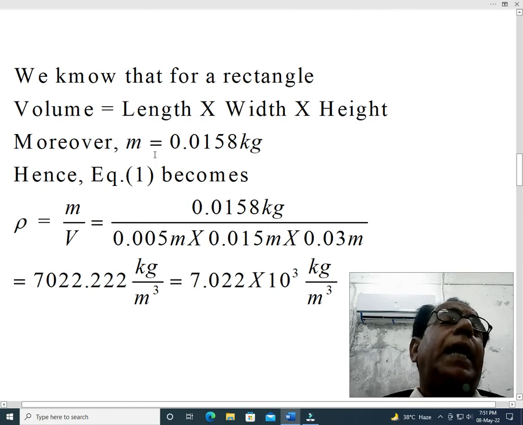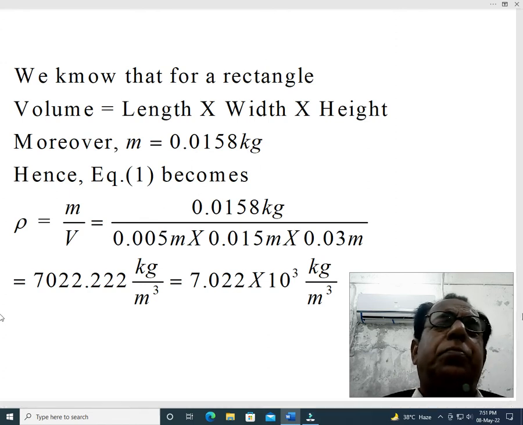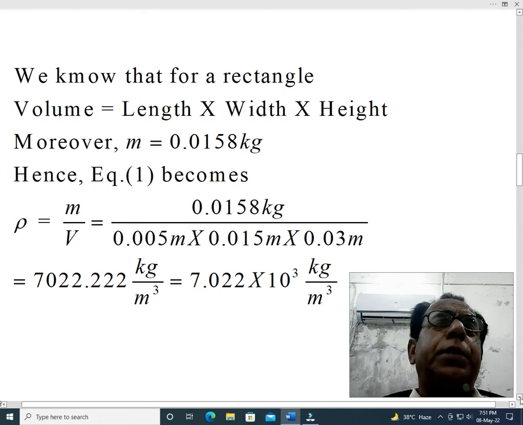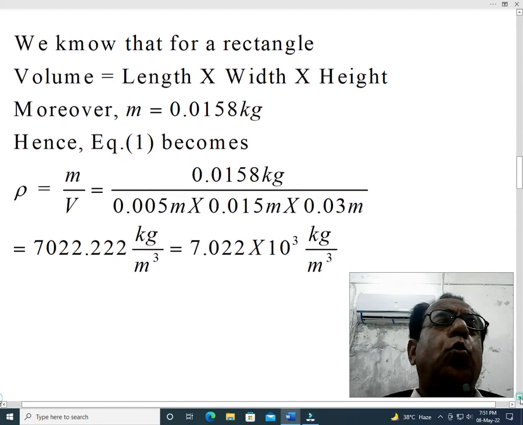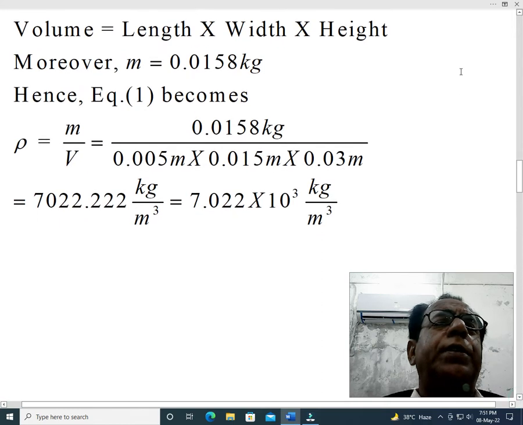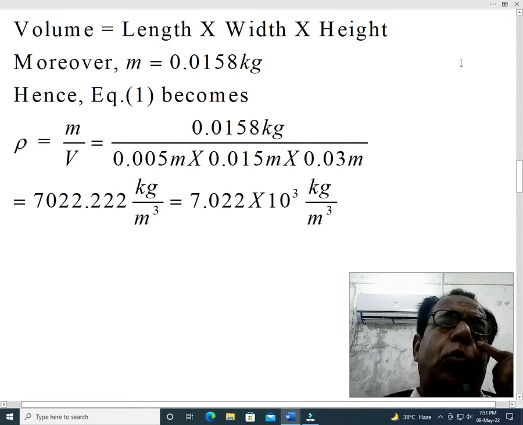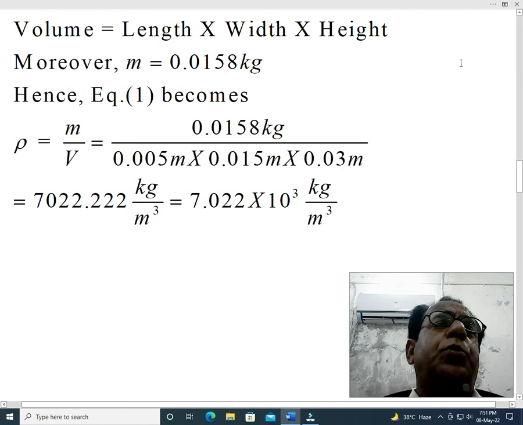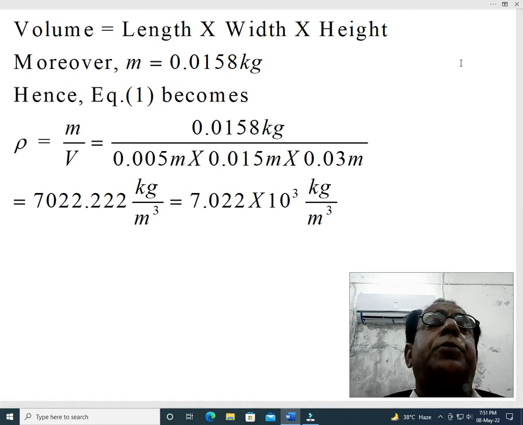Moreover, mass m is equal to 0.0158 kg, which is provided in the statement. So nothing else, nothing remaining. We just put these values in equation number 1. Hence equation number 1 becomes rho is equal to m over V is equal to 0.0158 kilogram over 0.005 meter into 0.015 meter into 0.03 meter.